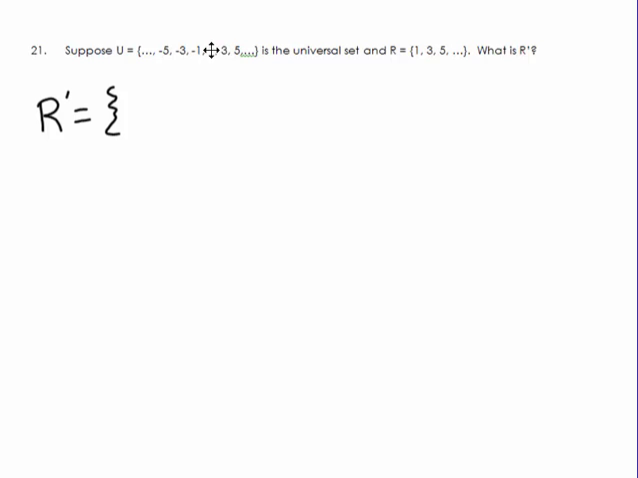So here, R prime is going to be the set of, well, 1, 3, 5 dot dot dot. That's in R, so I'm going to get rid of those guys. I'm just going to say, well, dot dot dot, everything from negative infinity until -5, -3, and -1. And that's it. Those are the only other values that are not in R, but are a part of U. Okay.